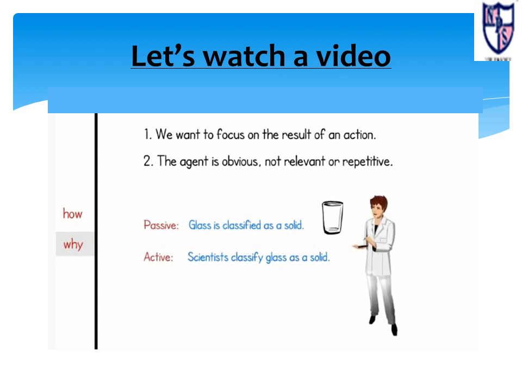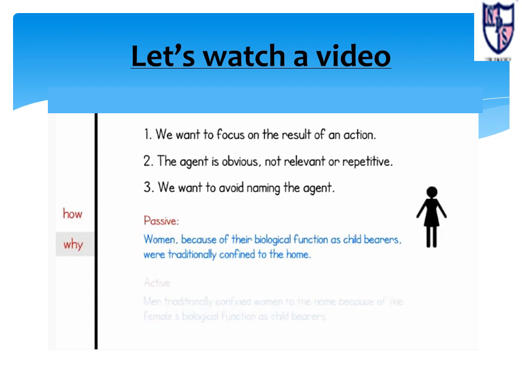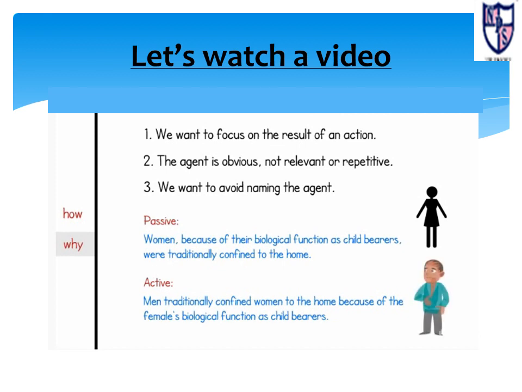Lastly, the passive voice is preferred if we want to avoid naming the agent of the action. For example, we would say, women, because of their biological function as childbearers, were traditionally confined to the home, rather than men traditionally confined women to the home because of the female's biological function as childbearers.